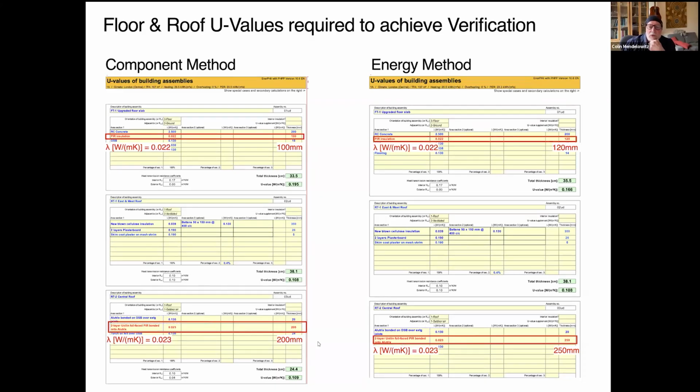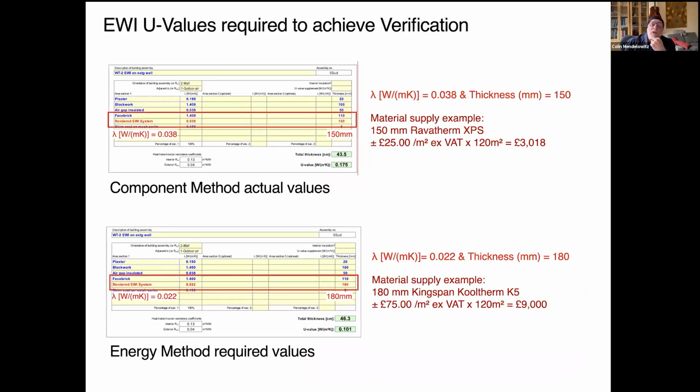So this new roof would have to have another 50 millimeter layer of insulation on top of that. And the kicker was the external wall insulation. Under the component method, we achieved a U value of 0.175. In order to comply with the energy method, we needed to get down to 0.101. And to do that, we had to uprate the thickness to 180 millimeters and the lambda to an insulation that had a 0.022 rather than the 0.038.